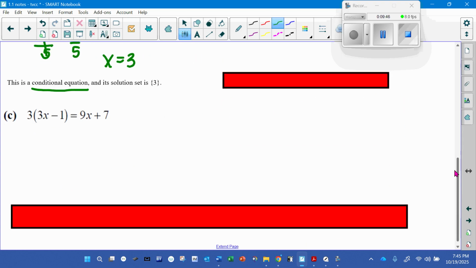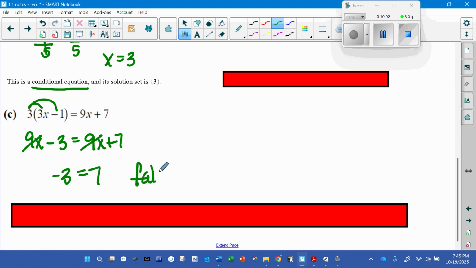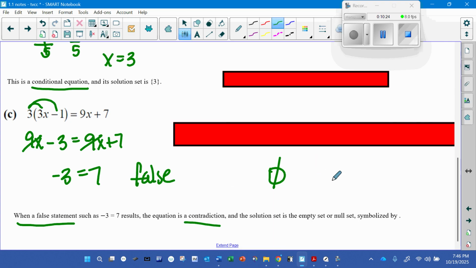All right, in our next example, so we're going to 3 times 3 is 9x, and 3 times negative 1 is negative 3, equals 9x plus 7. So if I subtract 9x, I get nothing. Now I've got negative 3 equals 7. This is a false statement. Negative 3 does not equal 7. So when that happens, this is known as a contradiction. So when you get a false statement, so when the left does not equal the right, it is a contradiction, and it is considered an empty set, and it is symbolized by this. This is known as the empty set.